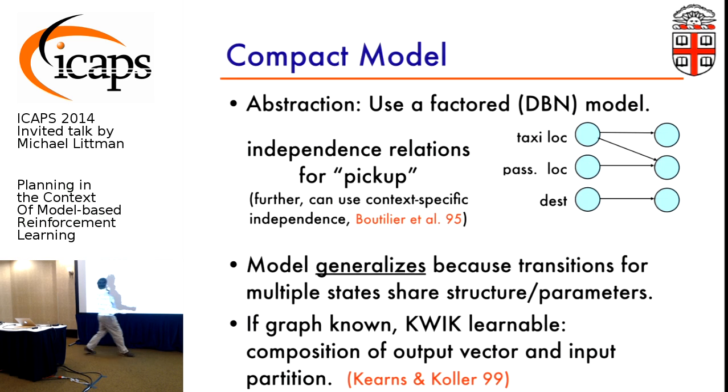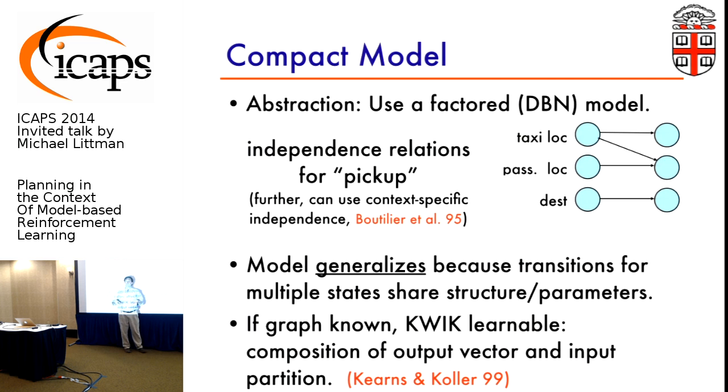This is for the pickup action. So picking up a passenger has the property that the new taxi location depends on the old taxi location. The new destination for the passenger depends on the old destination for the passenger. And where the passenger is after pickup happens depends on two things, both where it was and where the taxi is, right? So if the taxi and the passenger are in the same place, pickup puts the passenger in the taxi, maybe with some probability.